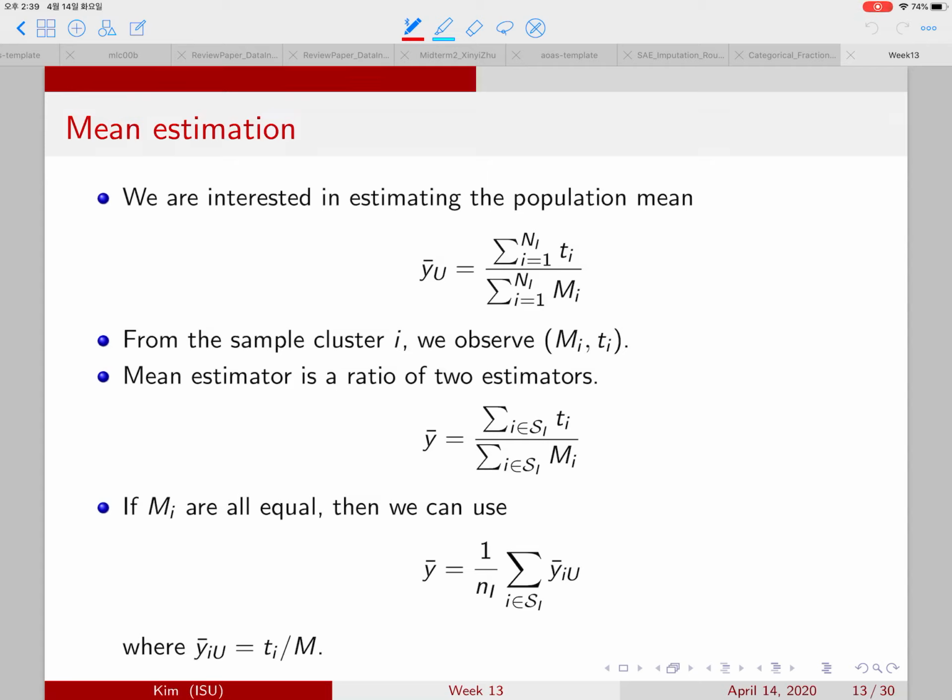Let's spend some time discussing the population mean estimation. The population mean y bar U is defined as what? What is the mean? Mean is total divided by size, right? Population size. And so this is the total, and this is the size, the population size. So this is a parameter.